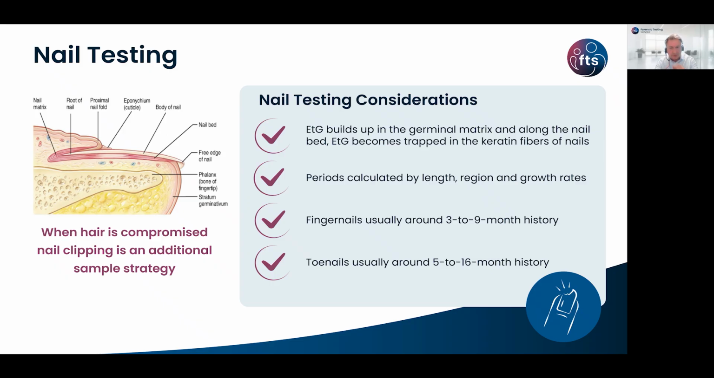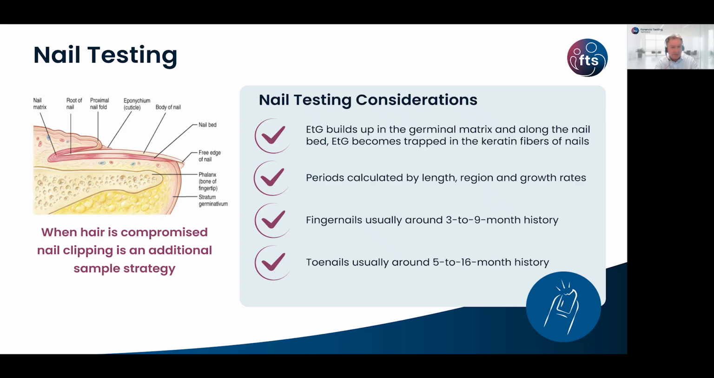So ETG builds up in the germinal matrix and along the nail bed. You can see it's fed by the blood and it builds up in the nail bed. It becomes trapped in the keratin fibers of the nail. So it's a bit like your hair follicle. A lot of drugs bind to melanin in your hair. ETG will attach itself to the keratin fibers of nails. So it's a great sample for us to use and for us to analyze.